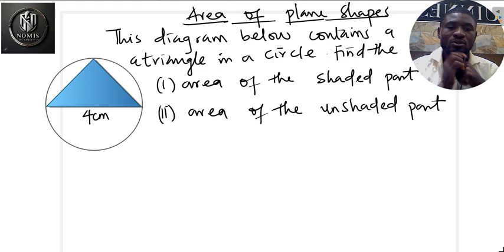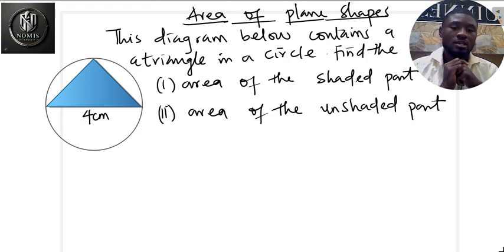In this video, I will be teaching you area of plane shapes, of which we have two shapes merged together. Now let's take for an example the figure we are seeing on our screen. The diagram below contains a triangle in a circle, as it is seen.